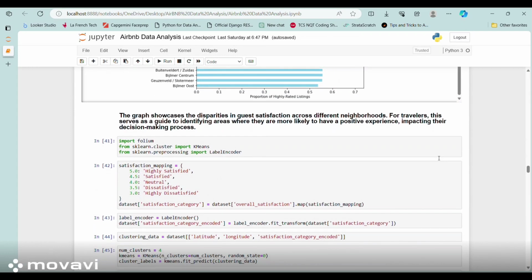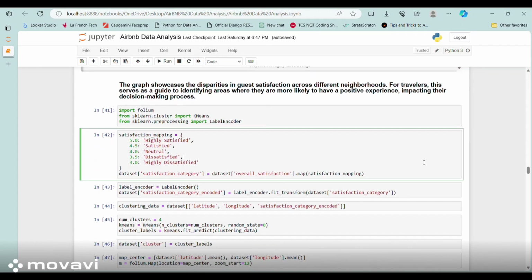Folium. Folium is a fantastic library for creating interactive maps. It allows us to visualize geographical data and explore spatial relationships within our dataset. K-means clustering is a powerful machine learning technique for grouping data points into clusters based on similarity. In our context, it can help us identify patterns in Airbnb listings. But before we proceed, we need to handle categorical data. That's where label encoder comes into play. It transforms the categorical values into numerical representations, making them usable in our analysis.